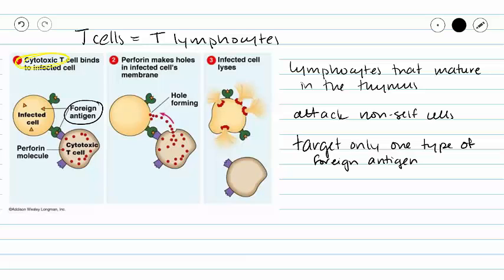So this cell right here may be infected with chickenpox. So this cytotoxic T cell is targeting chickenpox. And if the cytotoxic T cell, instead of reading chickenpox, reads flu, that cytotoxic T cell is not actually going to have a response. It only responds to chickenpox. So that's why we call it specific immunity. Our T cells are targeting specific antigens and not any non-self antigen like our NK cells.